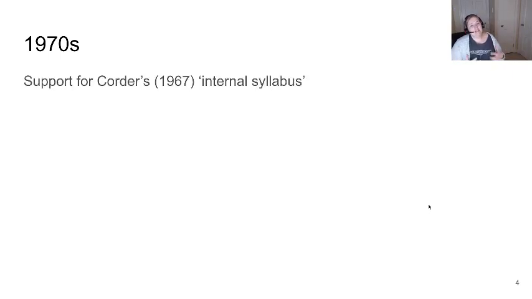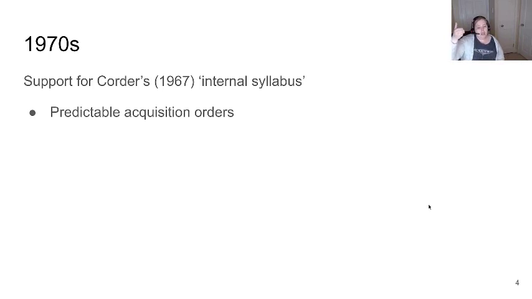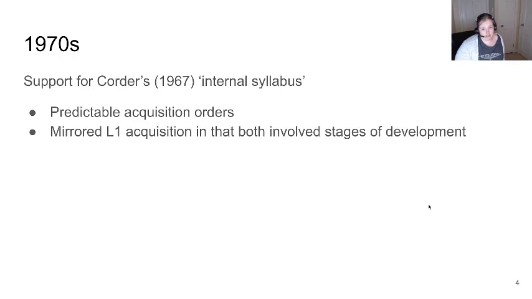So in the 1970s, we see some support for Corder's internal syllabus, such as predictable acquisition orders. For example, I learned some basic verbs, and then I learned a little bit of this and a little bit of that, and I haven't memorized the orders, but we'll talk about some examples in the semester. But you learn things in a particular order, right? And this is what was found for L1 acquisition, right? So it mirrored L1 acquisition, and that both involve stages of development.